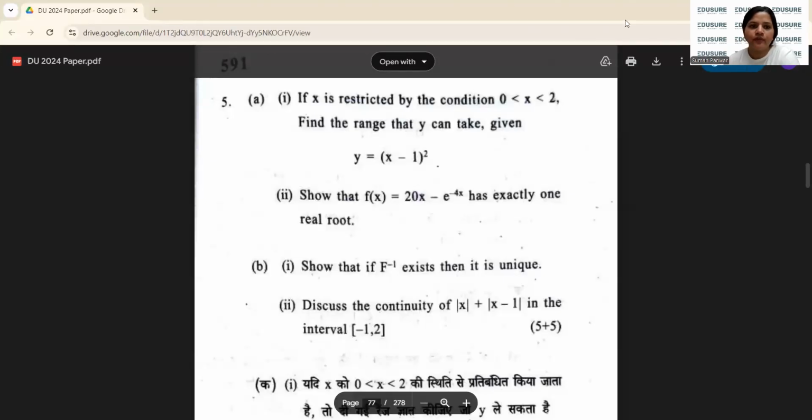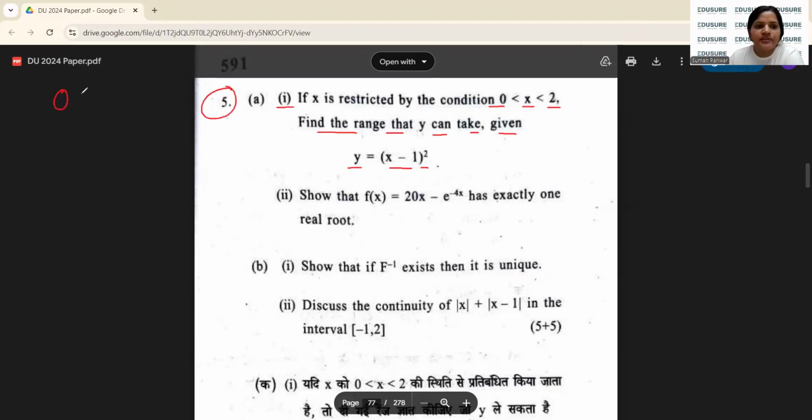New 2024 Introductory MME question number 5A, part 1. If x is restricted by the condition 0 < x < 2, find the range that y can take, given y equals (x - 1) squared.